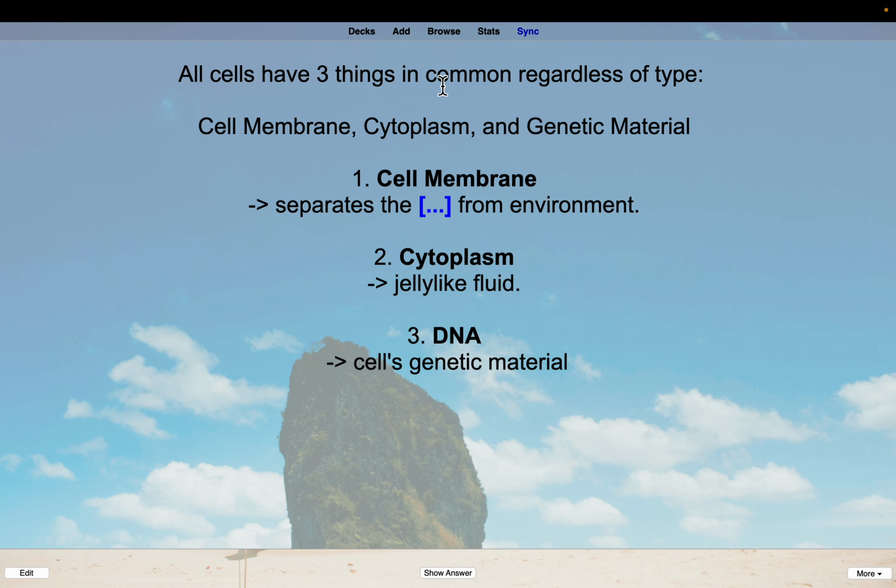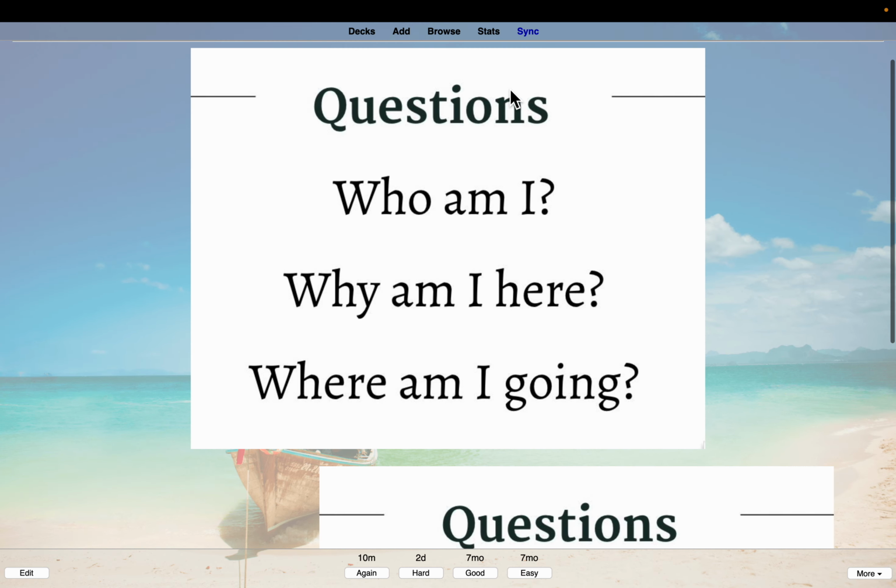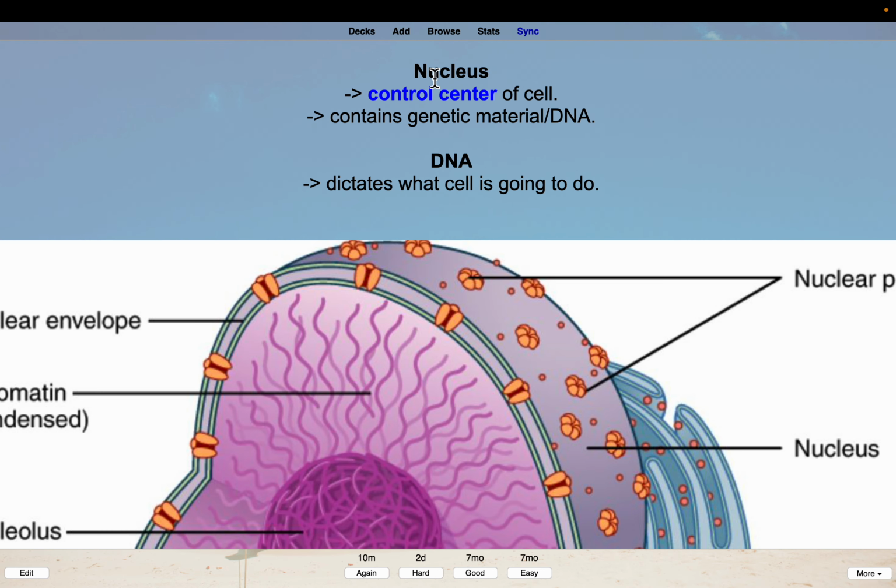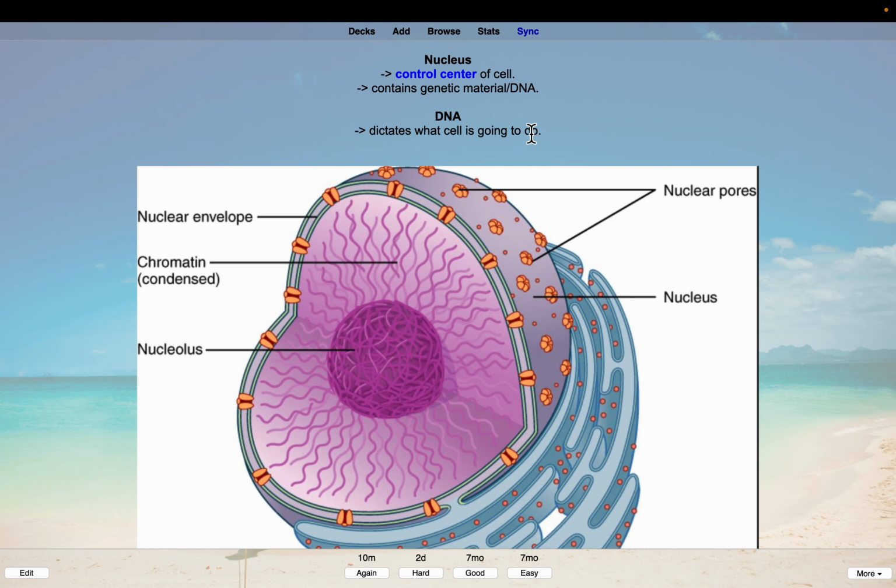Okay, all cells have three things in common regardless of type: cell membrane, cytoplasm, DNA, maybe even ribosomes. But that depends. To be safe, we have these three. The cell membrane separates the inside of the cell from the environment. Cytoplasm, where all organelles stay afloat. DNA contains the genetic material. Nucleus is the control center of the cell, in other words, headquarters. It contains DNA or the genetic material. What is the DNA? It dictates what the cell is supposed to do.